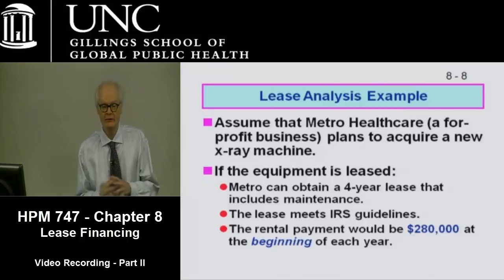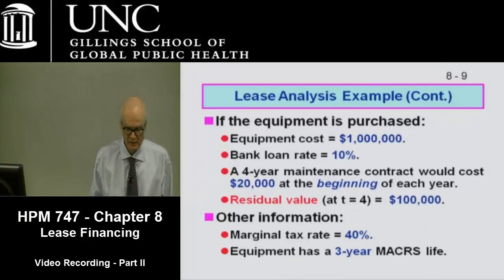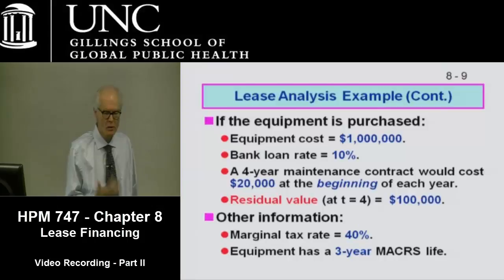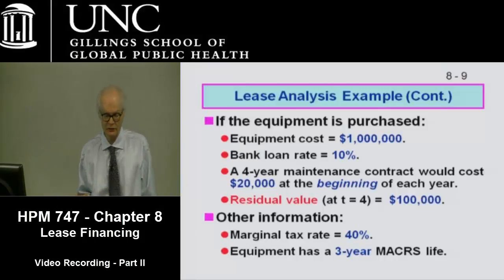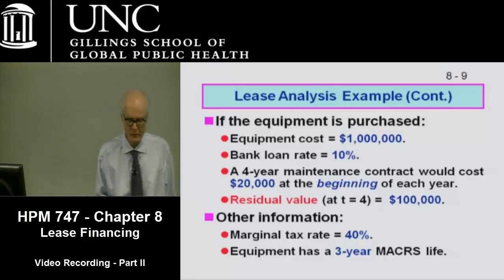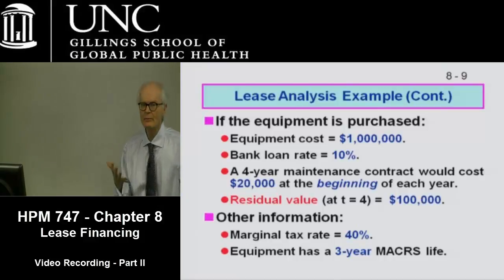On the other hand, Metro can buy the asset. It will cost $1 million, and the bank will charge them 10% interest, and they would have to pay for their own maintenance, which would be $20,000 a year, again, at the beginning of each year. At the end of the 4 years, they would be able to sell the machine for $100,000.